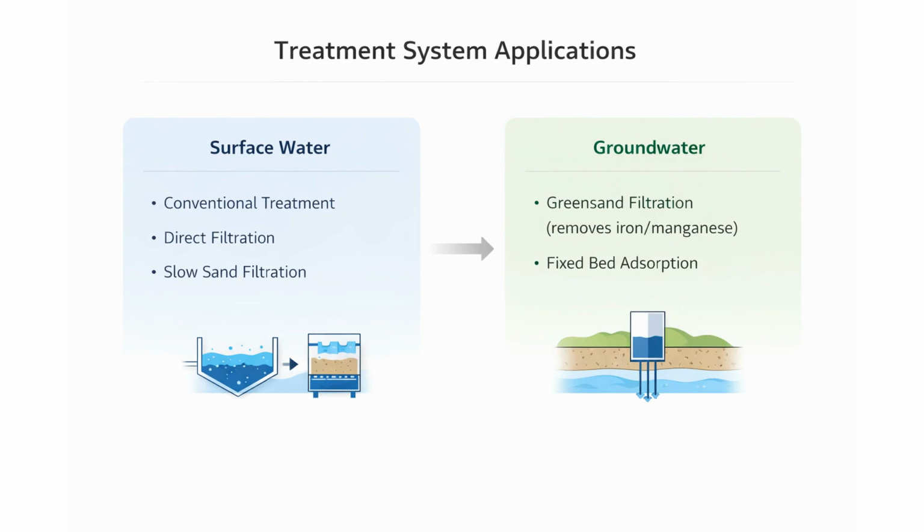The exact combination of these processes depends on the source water. Surface water, which is exposed to the elements, often requires conventional treatment with full sedimentation. Groundwater, on the other hand, might just need green sand filtration to remove dissolved minerals like iron and manganese.